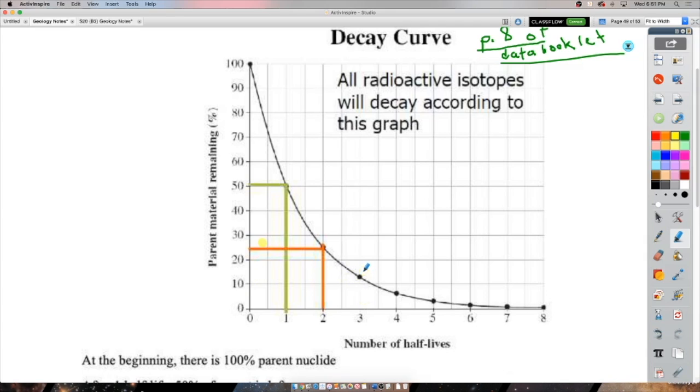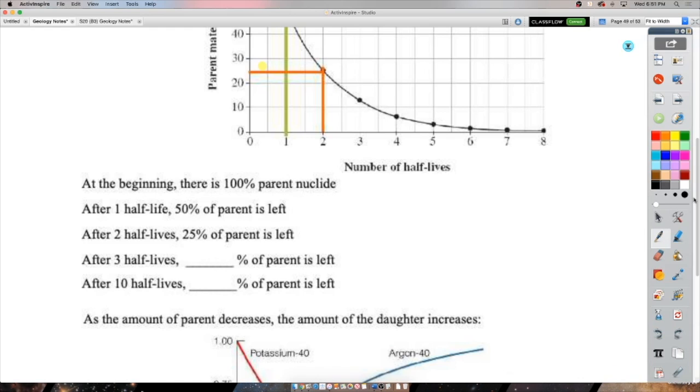Then after another half-life, half of 12.5 will be left. And so we go to 4 half-lives and 6.25 is half of 12.5, right? Looks about right. It gets smaller and smaller and smaller. Half of the material goes away every time it decays, okay? And again, we know very, very precisely how long it takes for one half of the parent to be gone and become daughter, okay? So just kind of wrapping your head around what a half-life is here.